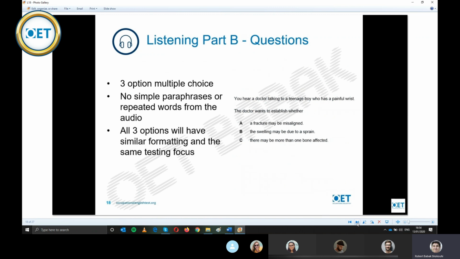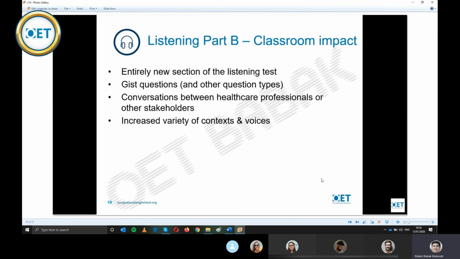Right. So that's about, you cannot make a guess, basically, and you need to actually understand and combine the information. So there are more gist questions. Okay, it's an entirely new section, and there is an increased variety of contexts and voices.